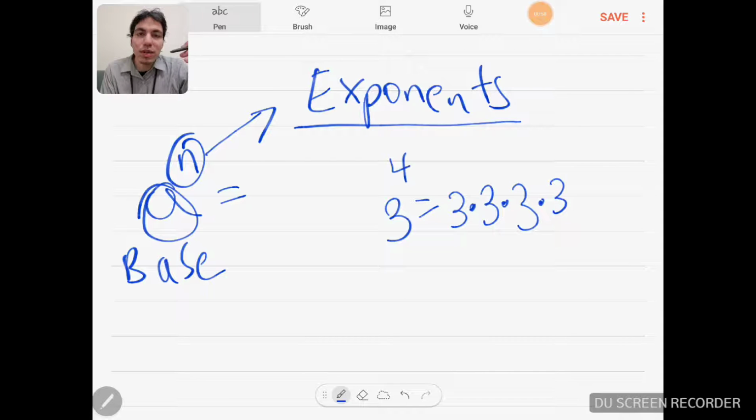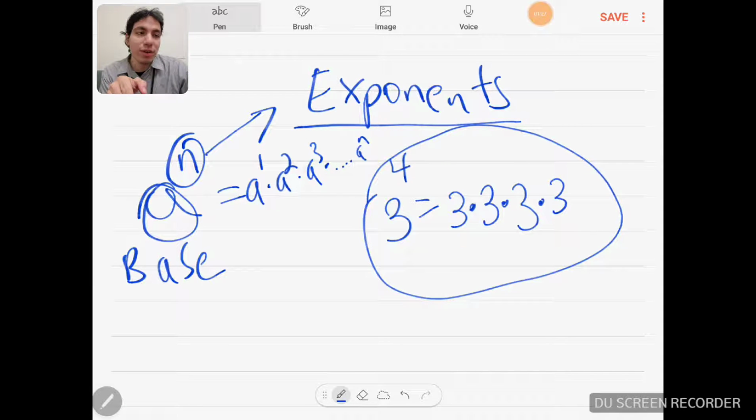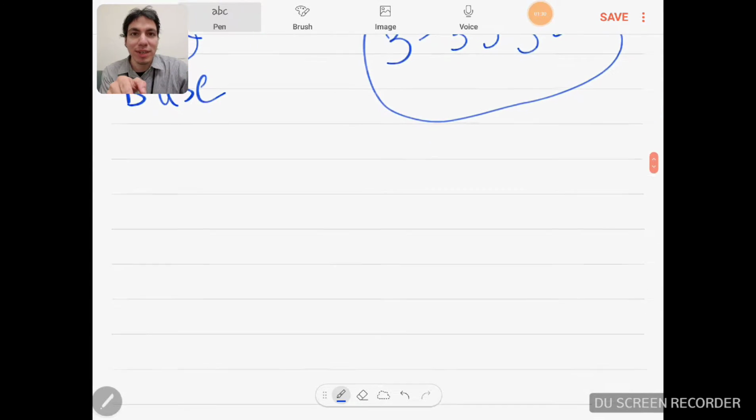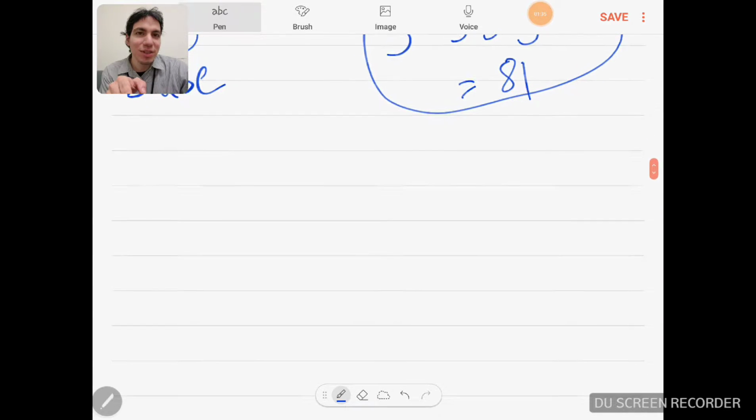So in general, when you were to write this, this is a to the 1, times a to the second, times a to the third, and times a to the n, whatever. The point is, no matter what exponent you have, it has to look this way. So this example here with 3 to the 4th is a very good example of what an exponent is. By the way, the answer to that is 81. So let's continue.